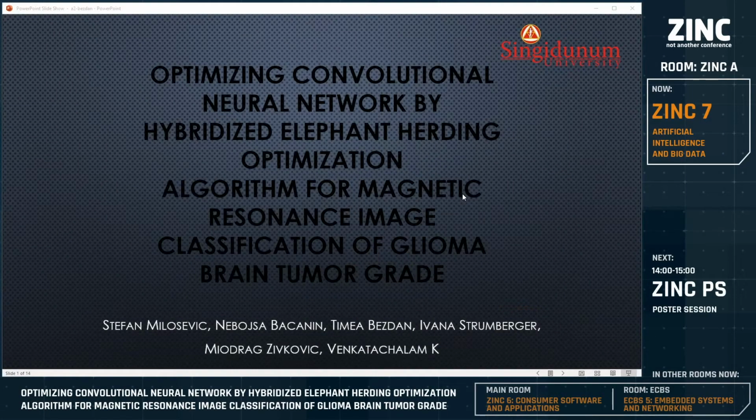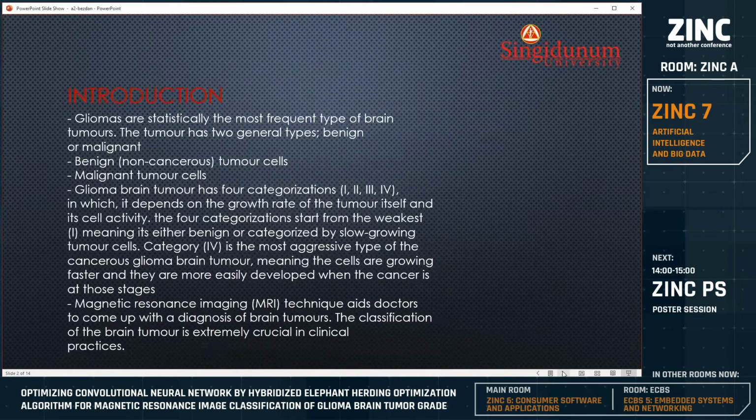So I'm going to start straight away into this presentation. Gliomas are statistically the most frequent type of brain tumors. For starters, the tumor in itself has two general types, one being benign and the other malignant.